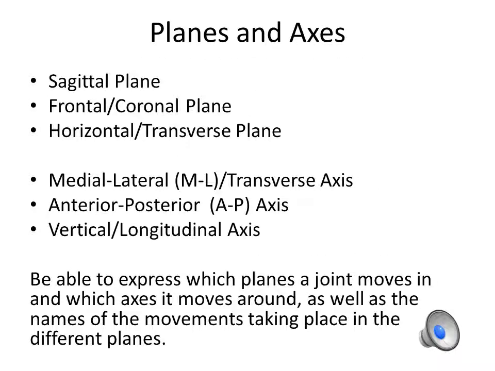Planes and axes. Planes and axes are again described relative to the body being in the anatomical position. A plane is an imaginary flat surface. An axis is an infinite line that passes through the plane. Movement occurs within a plane around an axis. Each plane is associated with a particular axis that is oriented perpendicular to the plane.